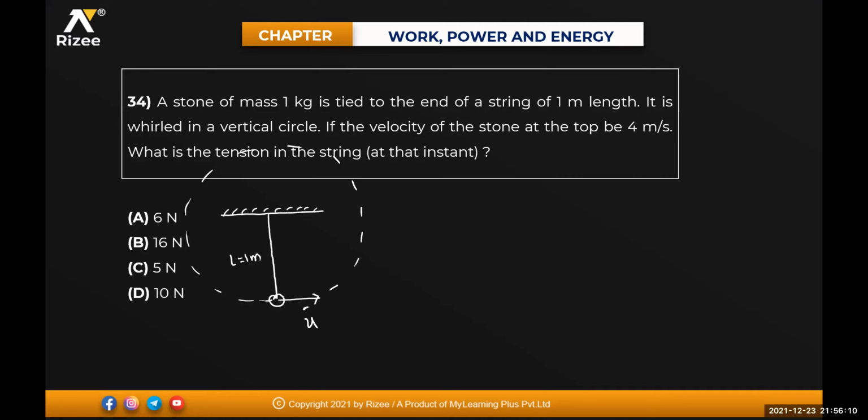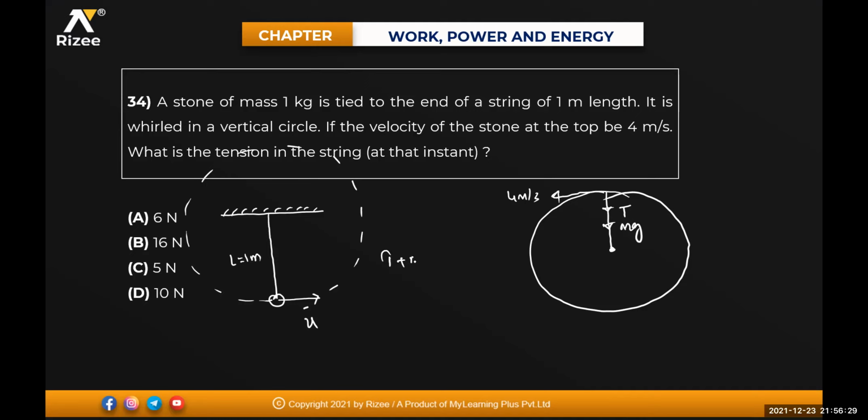Okay. So at the topmost position, when the body is moving in the vertical circle, tension T will be in the downward direction. Weight of the body mg will also be in the downward direction. And at the highest position, the velocity is 4 meters per second. So you can write T plus mg will be equal to m into centripetal acceleration.